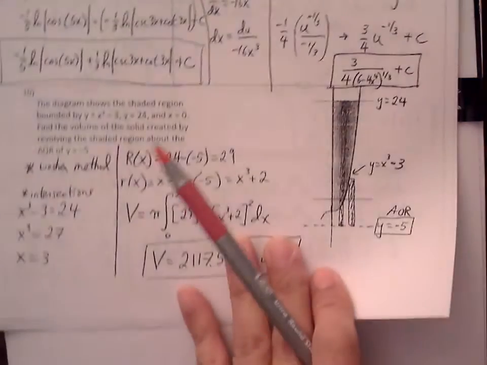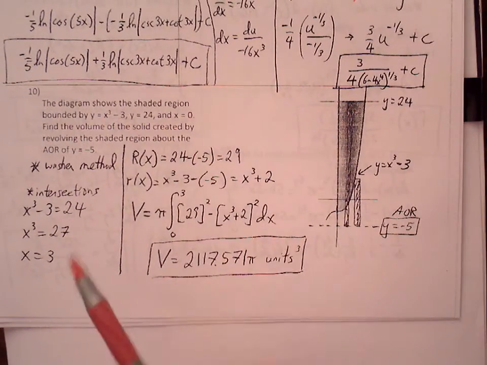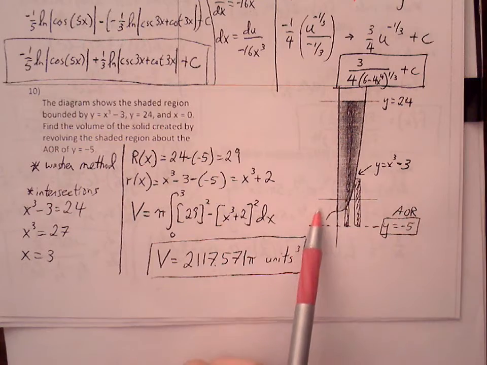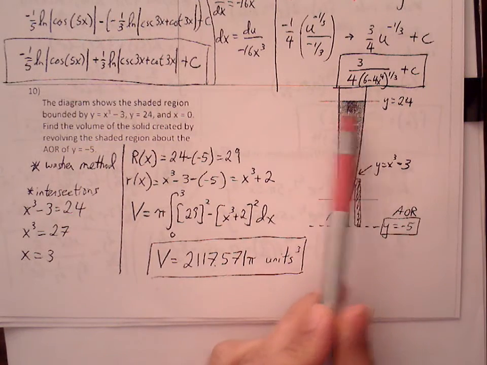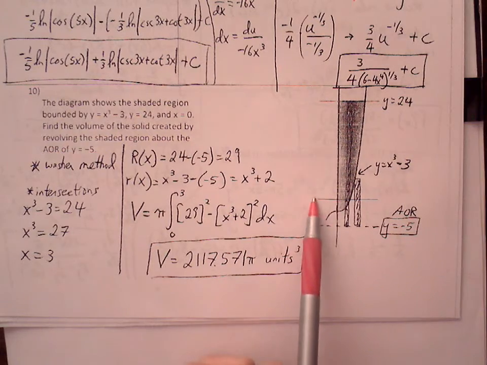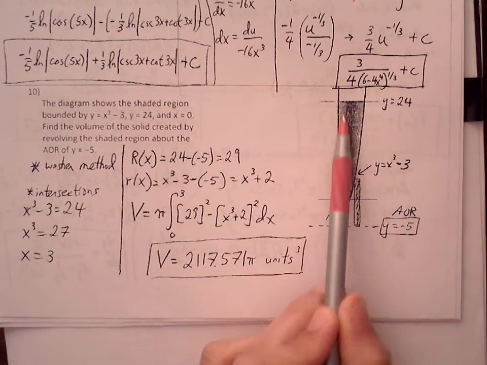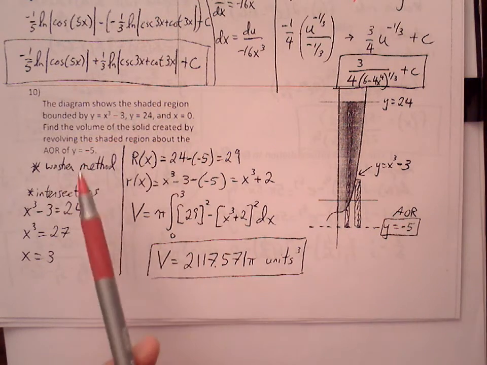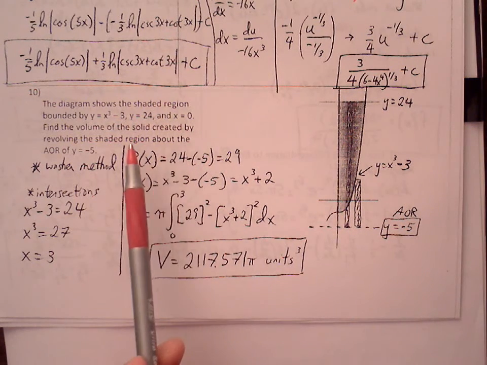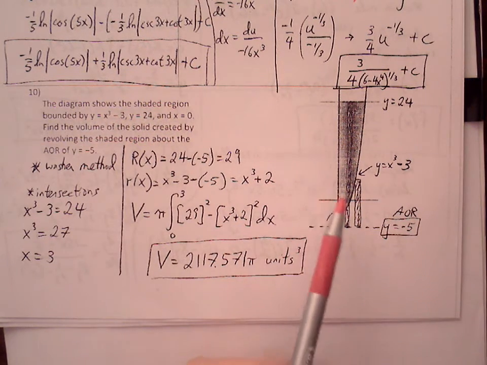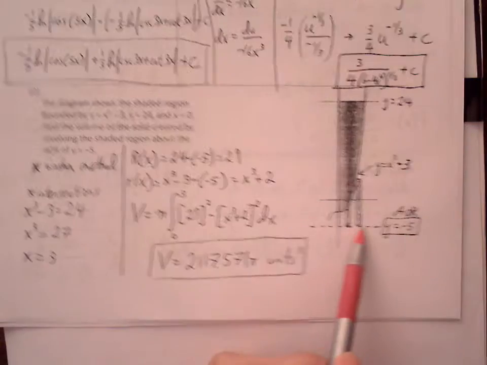All right, so number 10. Diagram shows the shaded region. We have y equals x cubed minus 3, that's the curve here. y equals 24, that's the horizontal line there. And we have x equals 0, which is the y-axis. So we have the shaded region. We want to find the volume of the solid created by revolving the shaded region around the axis of revolution y equals negative 5. So here's our axis of revolution.